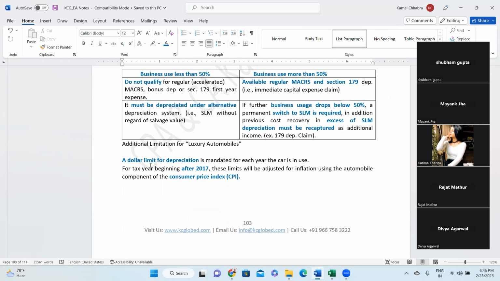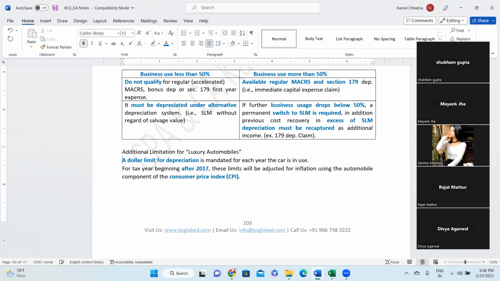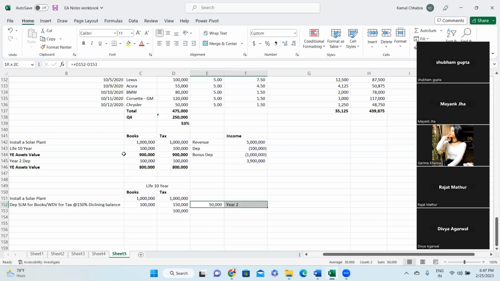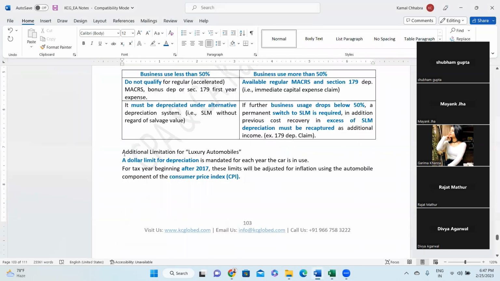Additional limitation for luxury automobile. So the automobile could be of 2 categories, normal automobile or luxury automobile. So luxury automobile is the car you guys have chosen, or a Lexus, Cadillac, right? All these cars which are more than around $50,000 are luxury cars or sports cars, right?